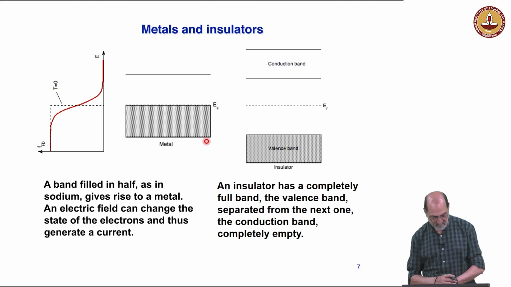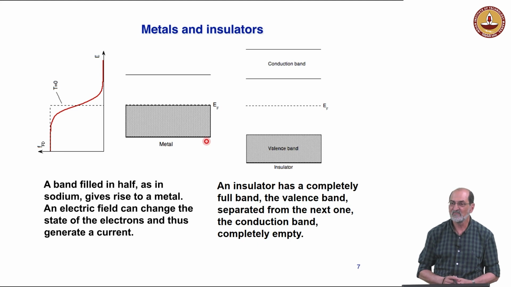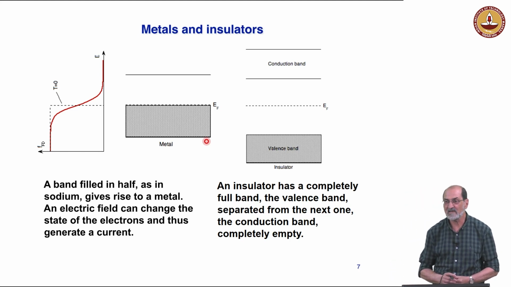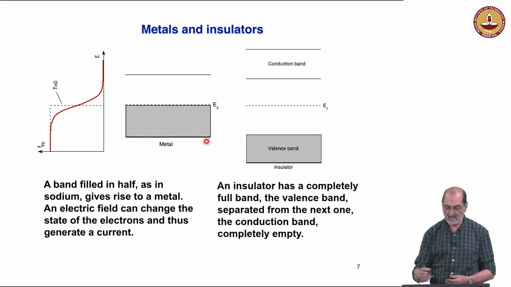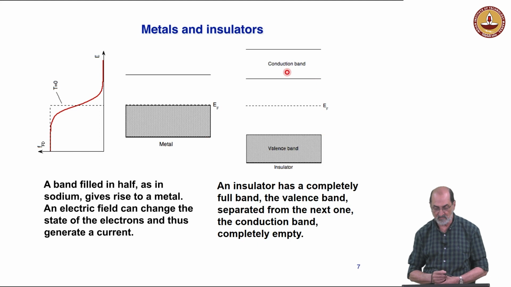Okay. After this general introduction in solid state, we go back to metals and insulators. We saw yesterday that the band which is filled halfway corresponds to a metal, and an insulator has a completely full band, which is called the valence band, because at 0 Kelvin we have all the electrons corresponding to the valence electrons, the last shells in the atom. And the next band at 0 Kelvin is completely empty, and we call it the conduction band.